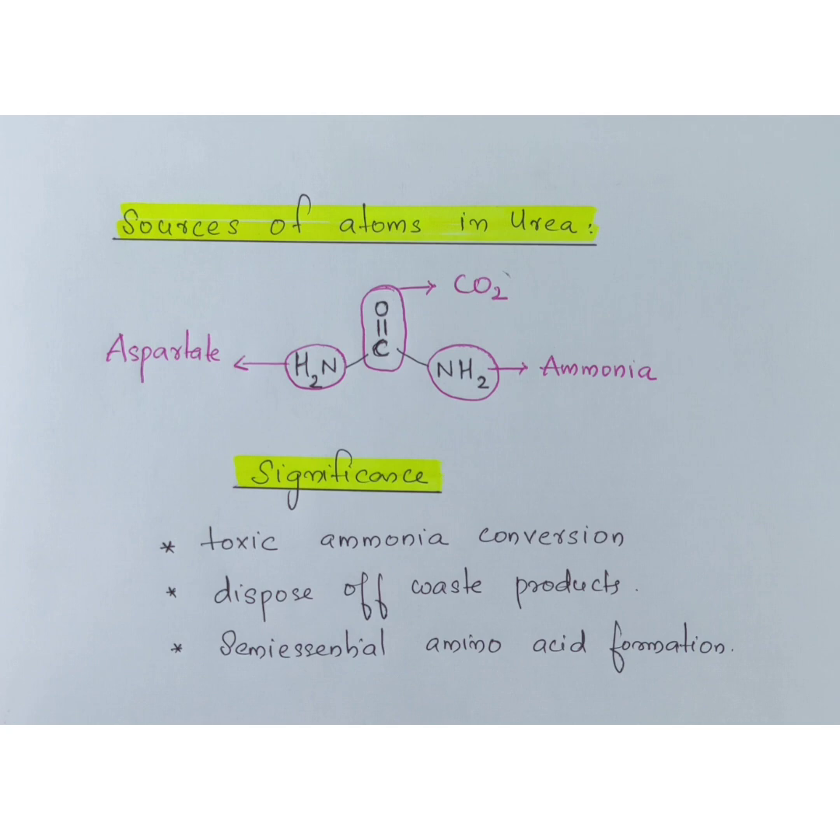Now, let us look at the sources of atoms in urea. Here, one of the nitrogen groups is donated by ammonia, and the second nitrogen group is donated by the amino acid aspartate, and the carbon and oxygen groups are donated by the carbon dioxide molecule. Now, we will move on to the significance of this cycle. First of all, it helps in the conversion of toxic ammonia to urea. That is, the toxic ammonia is converted to non-toxic urea. Second one is the disposal of waste products such as ammonia and carbon dioxide. And third one is the synthesis of amino acids such as arginine.